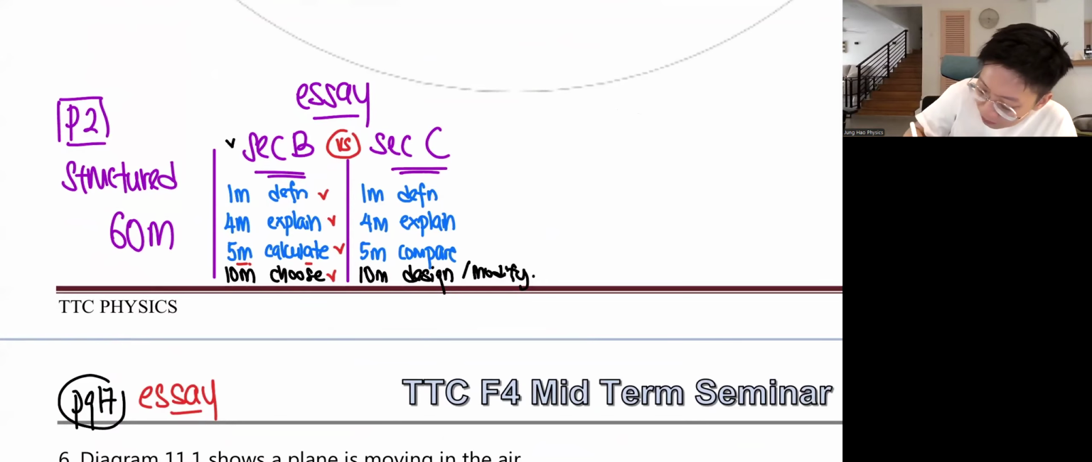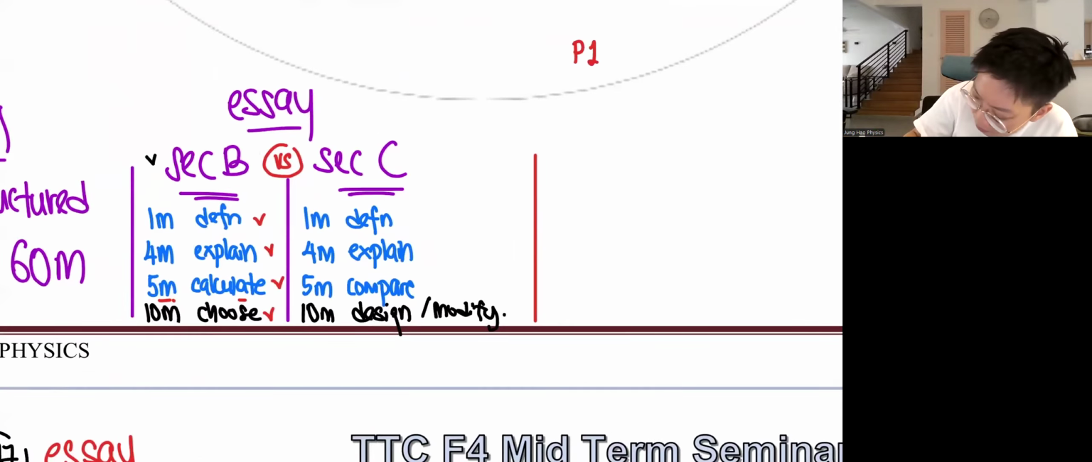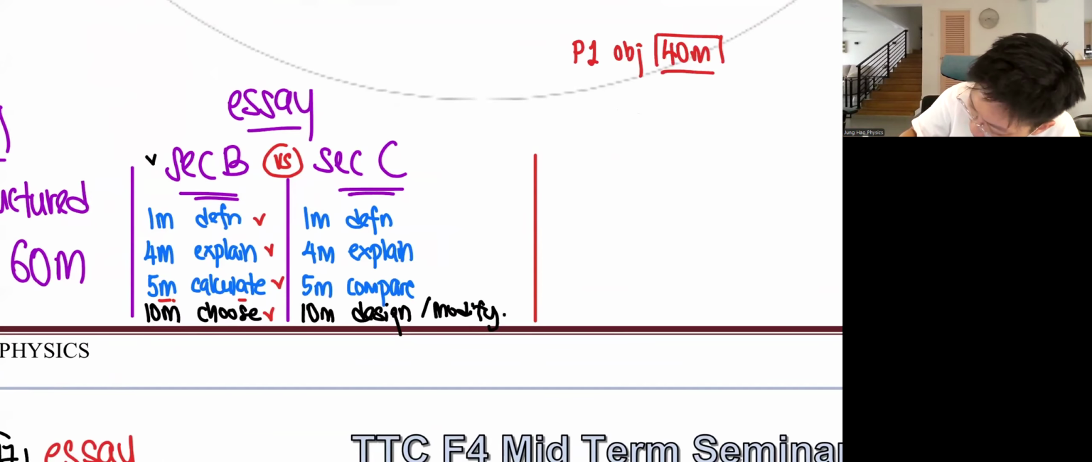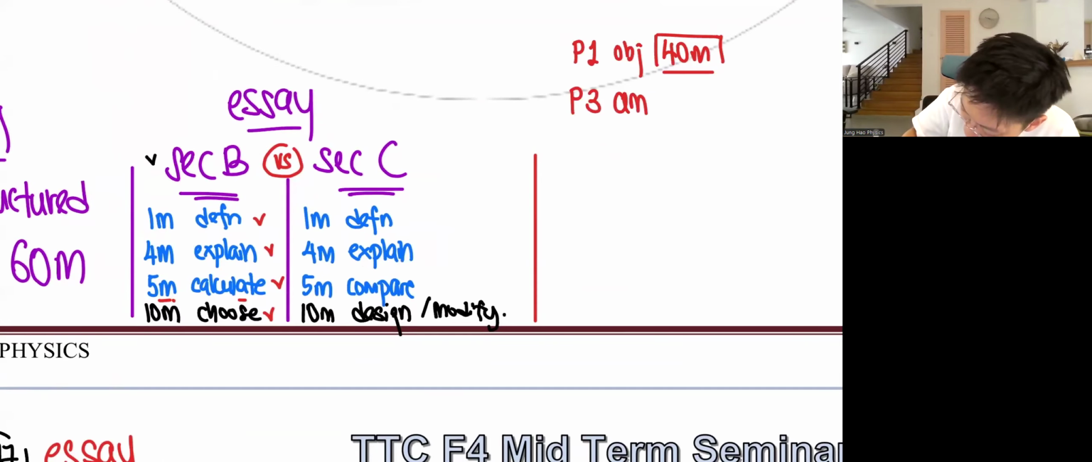Now some people ask me, teacher, how many papers does physics have? Physics actually has one more paper. It's called paper one. Paper one is objective, so usually 40 objective questions. Then after that, you have another paper three, which is called Amali. The Amali is 15 marks.